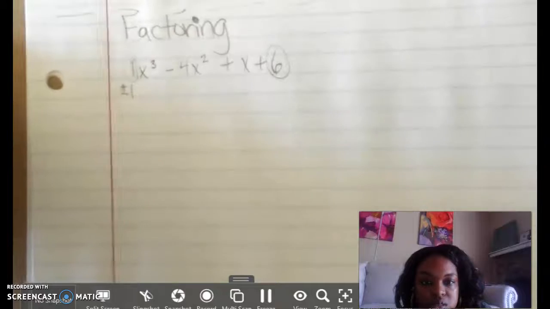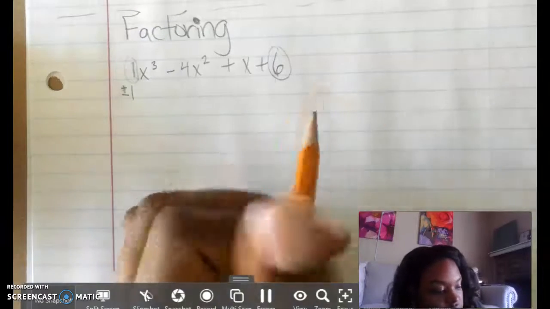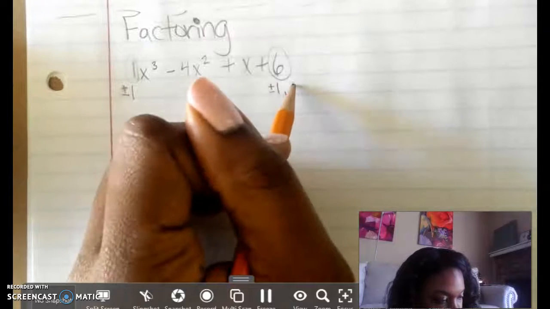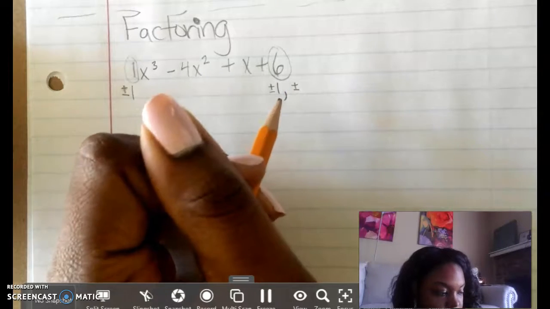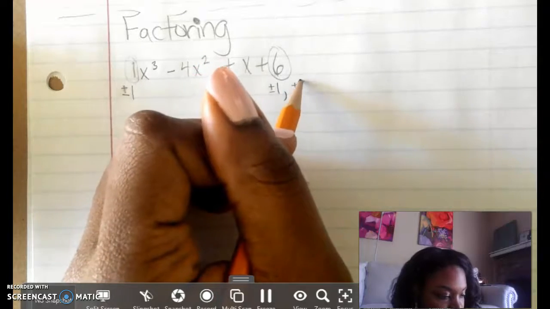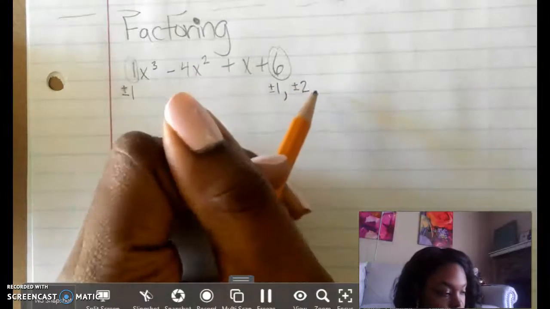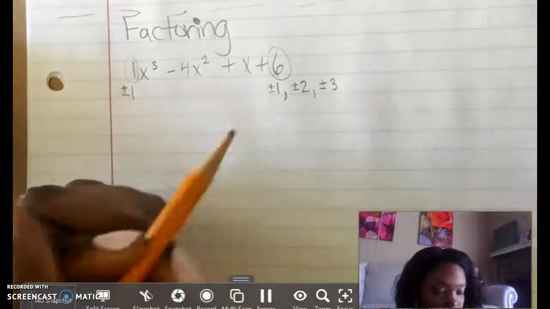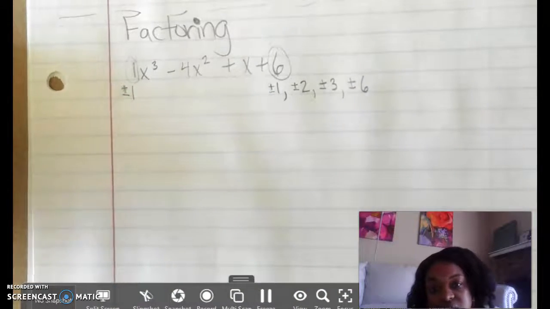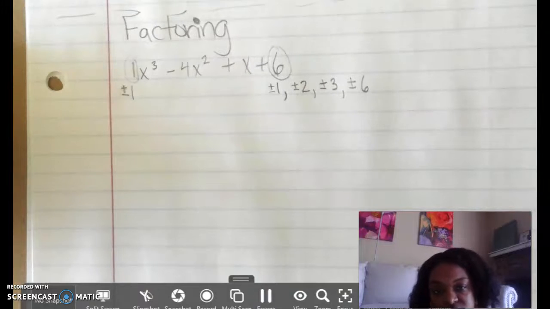For 6, so we're going to do this for the leading coefficient and the constant here. Okay, here we go. And so then we write out all the factors of 6. Well, of course, it's 1, then 1 times 6 is 6. Then 2 times 3 is 6, so we have plus or minus 2. I said 3. 3 times 2 is 6. And then finally, 6 times 1 is a factor. So these are all the factors of 6.